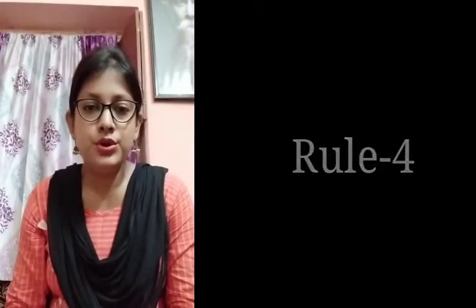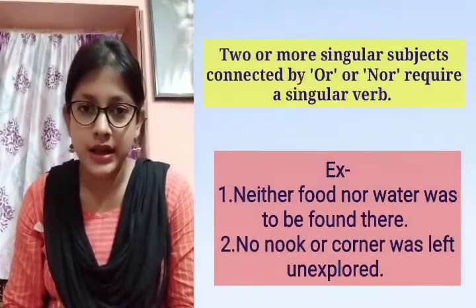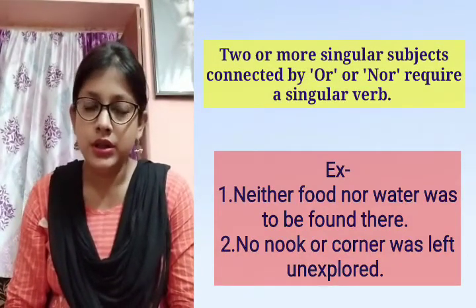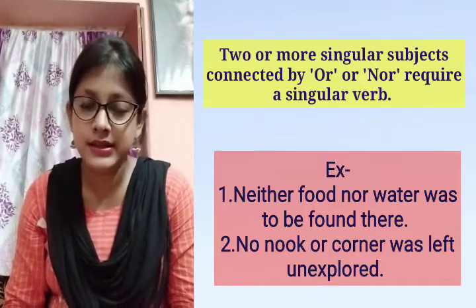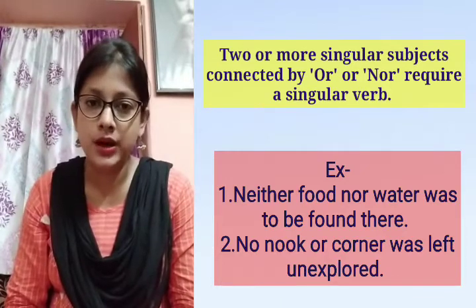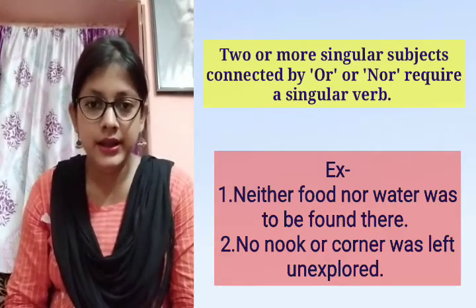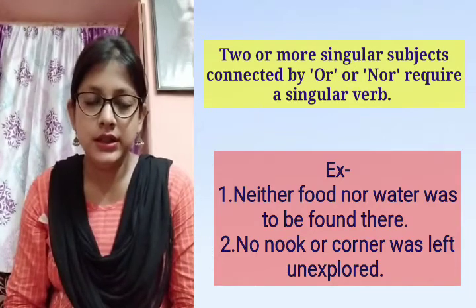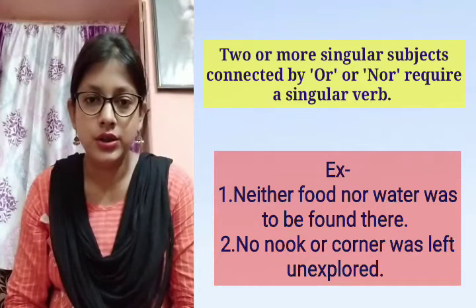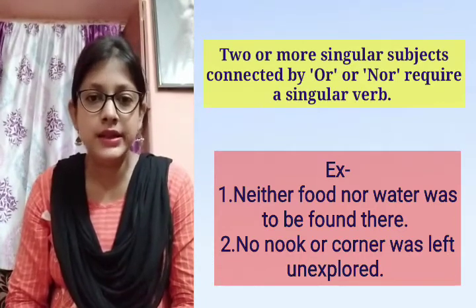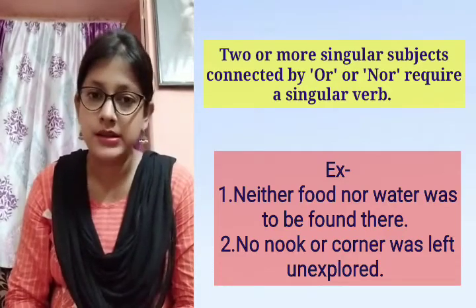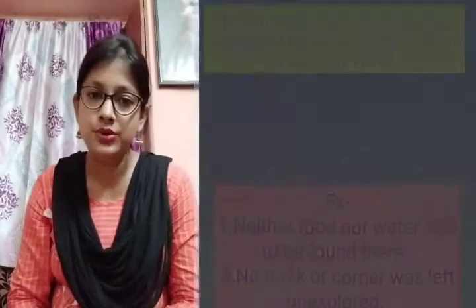Rule 4. Two or more singular subjects joined by or or nor, then the verb must be singular. For example, neither food nor water was to be found there. Here food and water are both singular subjects joined by neither nor. Here both are singular subjects, that's why the singular verb is placed. What is it? Was, the singular verb, is used here.